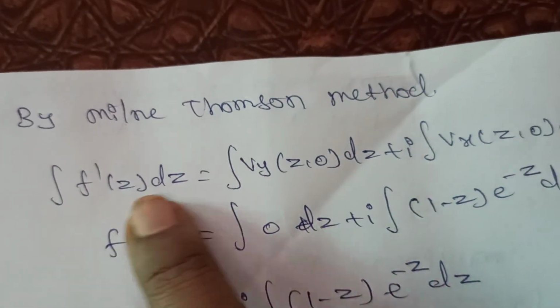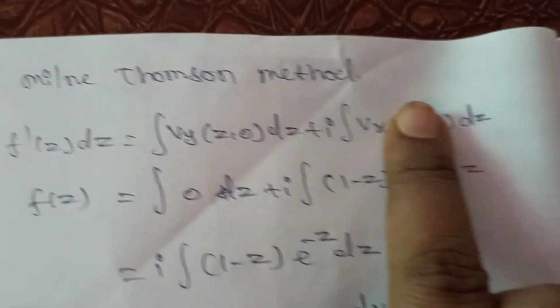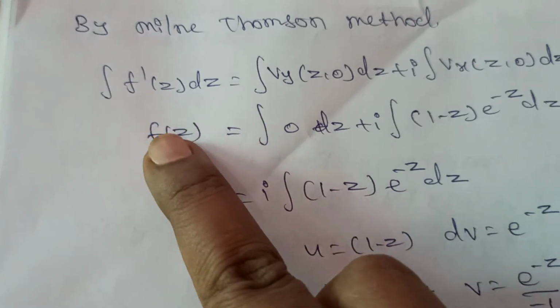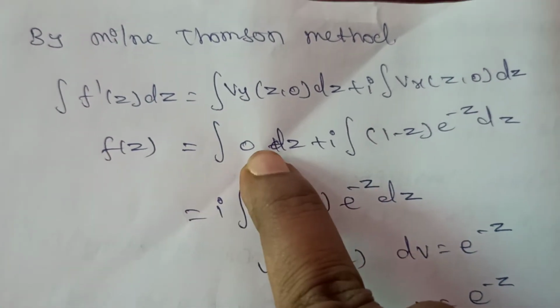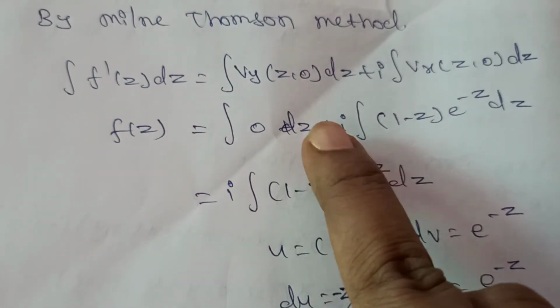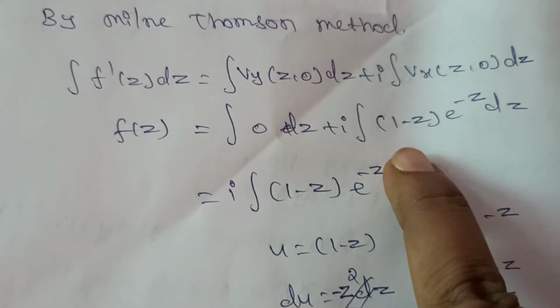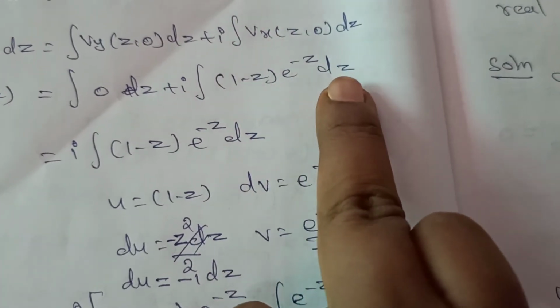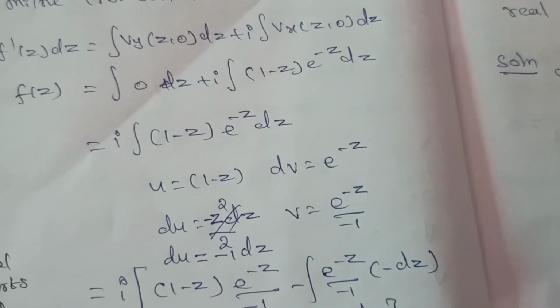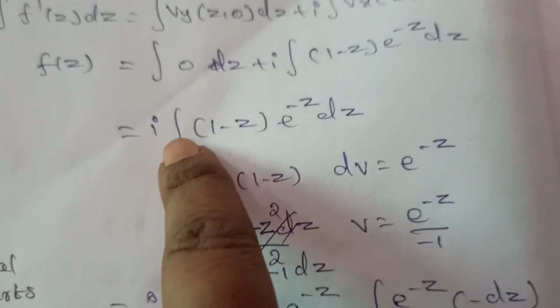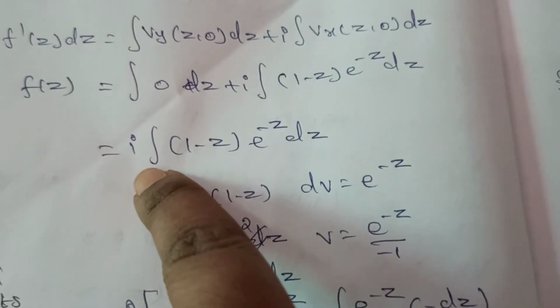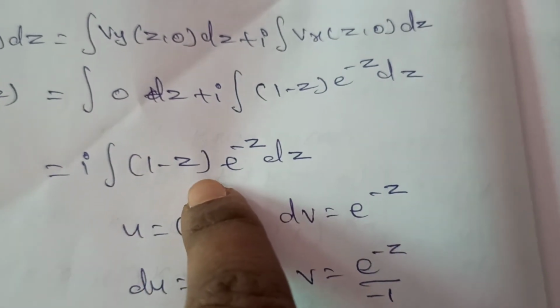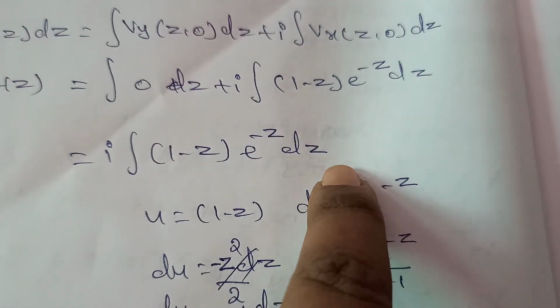You write this formula, and the integral and derivative cancel, so f of z is equal to the integration of v y of z comma 0 dz plus i into the integration of v x, which is 1 minus z into e power minus z dz. Here i is a constant, so take it outside: i into the integration of 1 minus z into e power minus z dz.